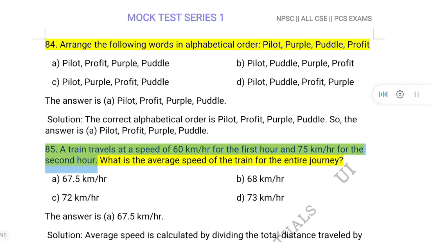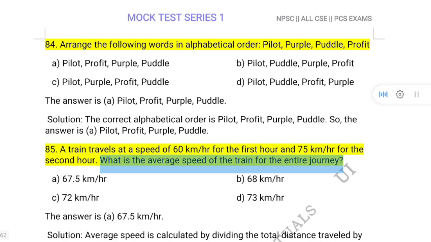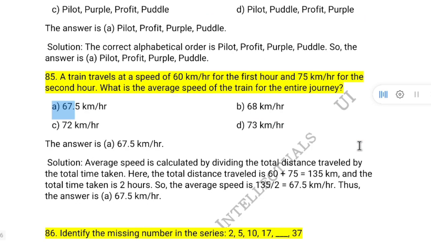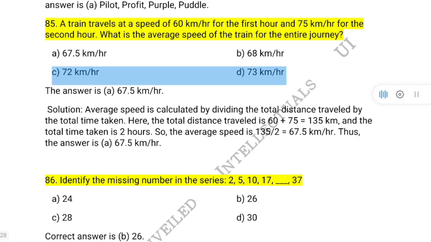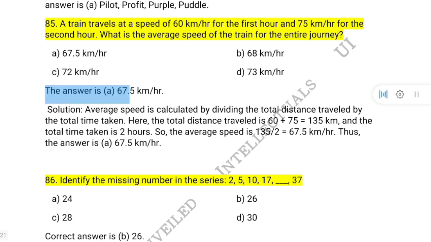85. A train travels at a speed of 60 km per hour for the first hour and 75 km per hour for the second hour. What is the average speed of the train for the entire journey? A. 67.5 km per hour. B. 68 km per hour. C. 72 km per hour. D. 73 km per hour. The answer is A. 67.5 km per hour.